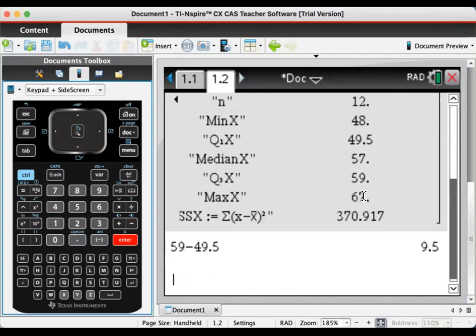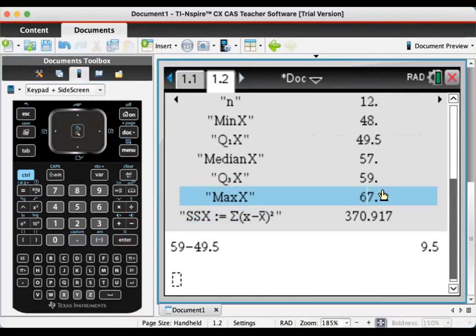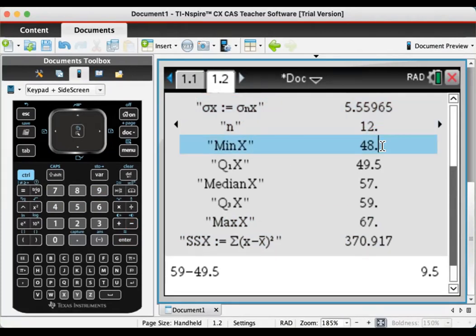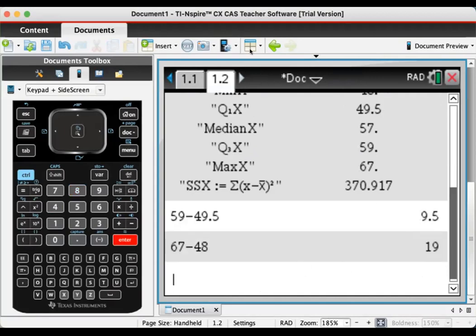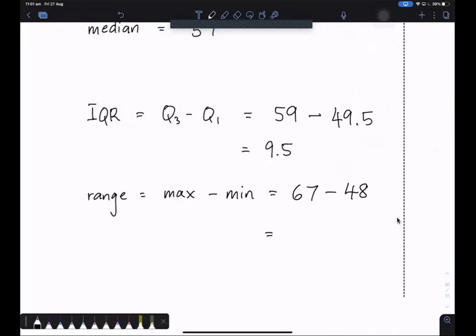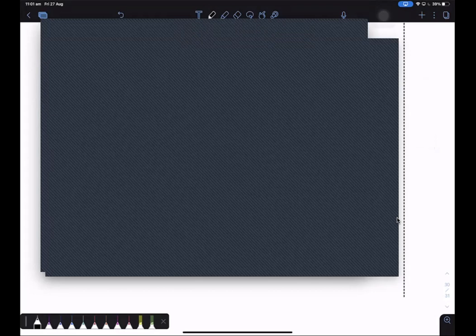Okay, I need to calculate my range, so I get my maximum number. That's 67, so I type 67 minus my minimum value, which is 48. Press enter. So our range is 19. I'm just showing that to you there, so you don't have to go and calculate it by hand or panic. So what was it? It was 19.